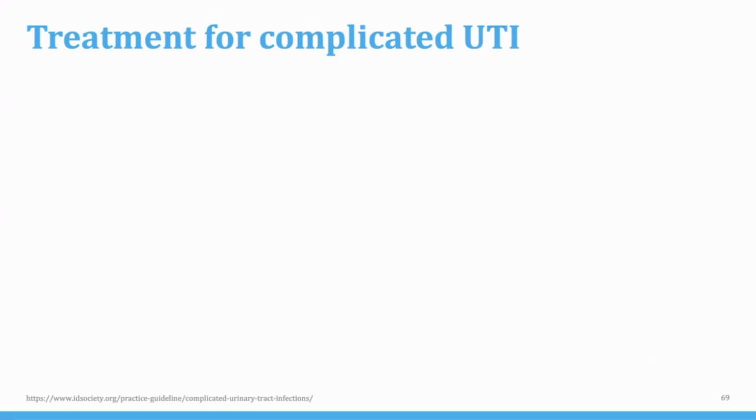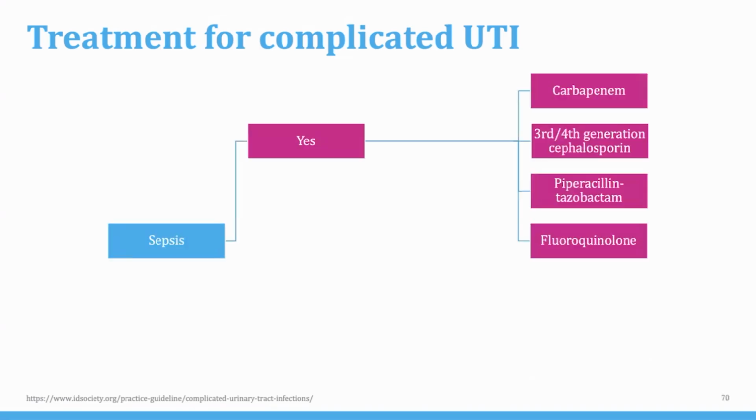And the framework for IV therapy is generally the same framework you'd use when approaching complicated UTI treatment. So the first question is, do they have sepsis? If they do, you want to use a stronger parenteral treatment. What do we mean by stronger? So 3rd or 4th generation cephalosporin, piperacillin tazobactam, a carbapenem, or possibly a fluoroquinolone.